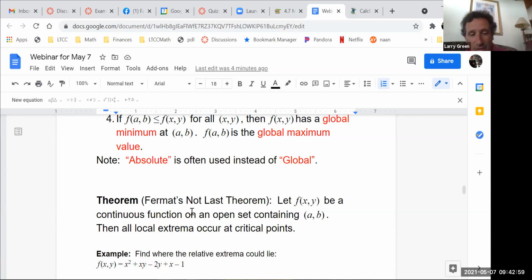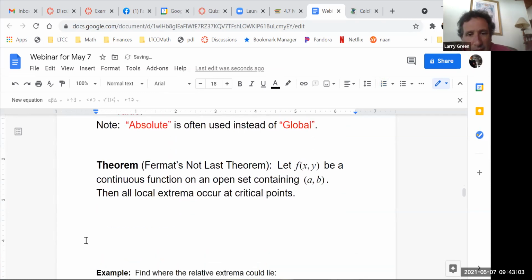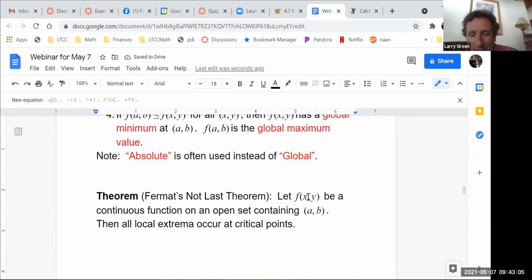But Fermat also proved, before he thought he proved that other theorem, which I think he didn't, this following one, which is very important. Let f of xy be a continuous function on an open set containing AB. Then all local extrema occur at critical points. Have we seen that before? In one variable calculus, right? If you want a max or min, they always occur at a critical point. Well, Fermat is the one that came up with this for functions of two variables.